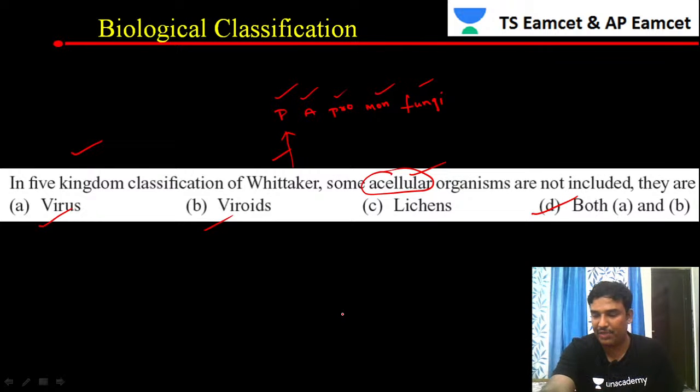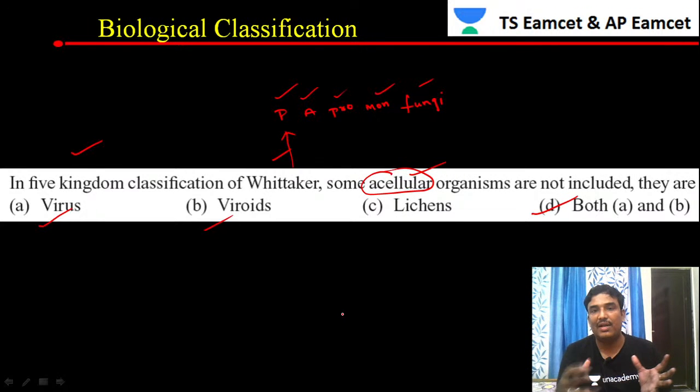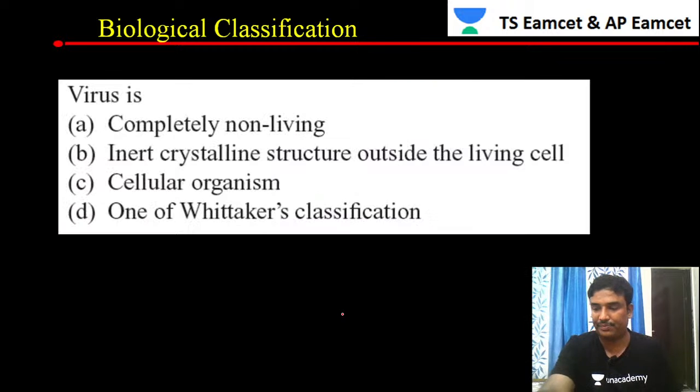Okay, students, that is about the first question. Let's move to the next question. So anyhow, finally what we have to conclude from this question is that viruses and viroids are acellular organisms, so they are not placed under the five kingdom classification.